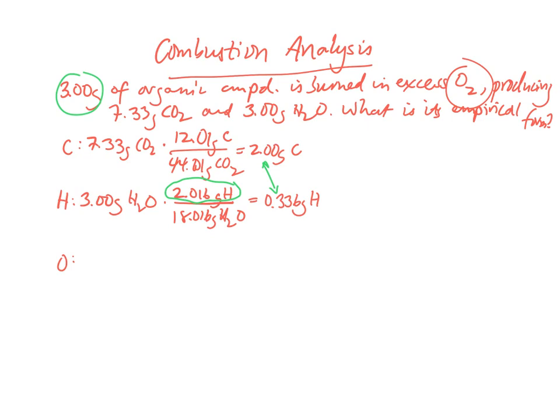So the O that's in this compound is going to be equal to the 3 grams that we started with minus 2 grams of carbon minus 0.336 grams of H. That should be about 0.664 grams of O. And so now we have masses of the 3 elements that we need, the C, the H, and the O.